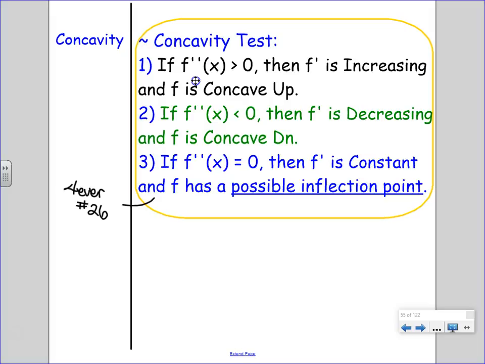And remember, kiddos, whenever I have greater than 0 or less than 0, you can simplify if your brain doesn't like those inequalities. F double prime of X is positive. It works. Or for the next one, F double prime of X is negative. If that works better for your brain, put that instead of the inequalities. I don't care. And then the third one, if F double prime of X equals 0, then F prime is constant at that point, or maybe over that interval. And F has a possible inflection point.